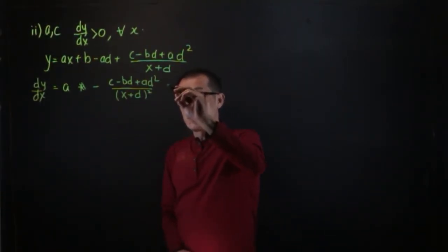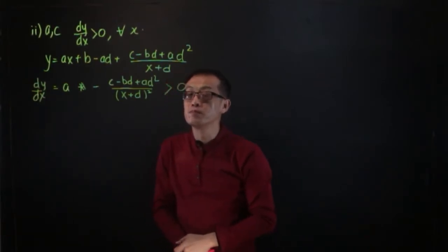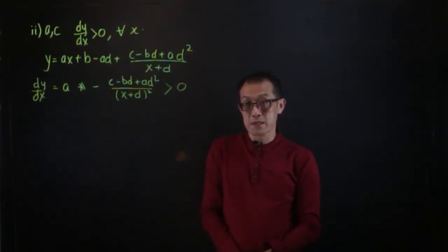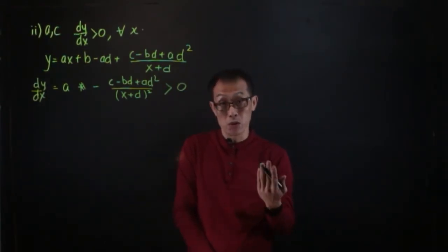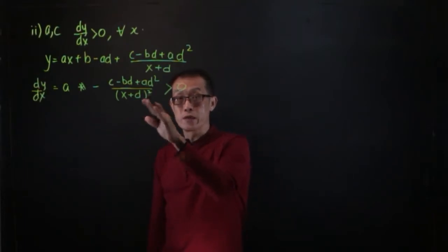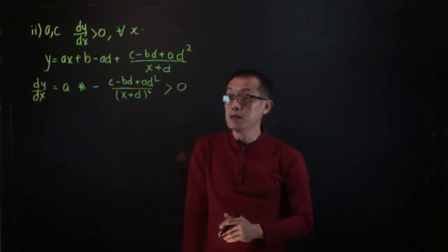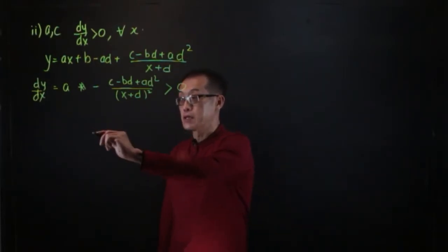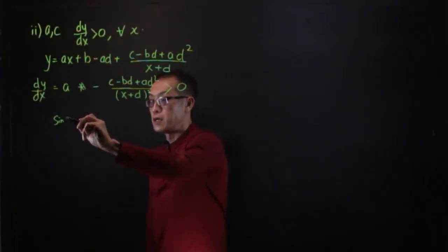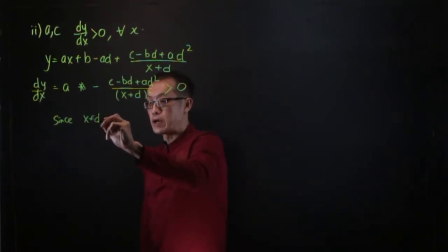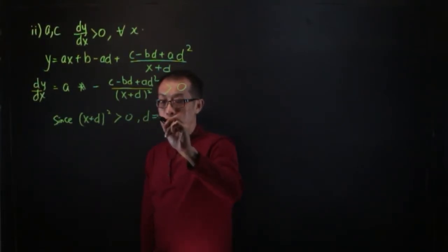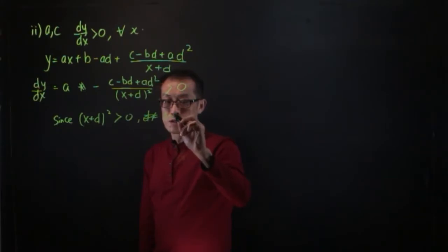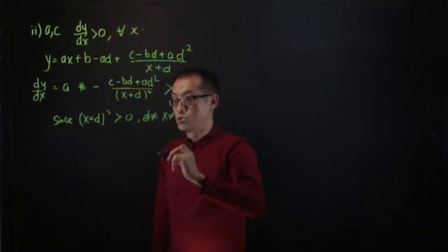Now you want this to be always greater than 0. What is (x plus d) squared? It is always greater than or equal to 0, but x does not equal minus d, so (x plus d) squared is always greater than 0. So you can cross multiply without changing the sign of the inequality, since (x plus d) squared is greater than 0 for x not equal to minus 2.